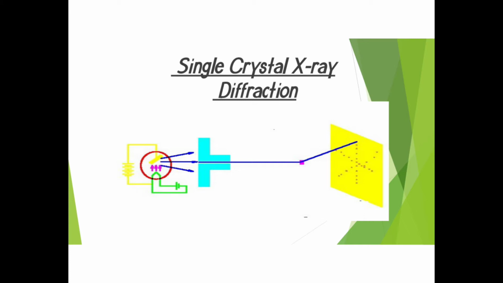You can see X-rays coming out from the X-ray source and then they are passing through the monochromator, which is sky blue in color in this diagram. After passing through the monochromator, there is a single crystal on which it strikes. After striking the single crystal, the beam is scattered at certain angles and at last it is recorded on the detector, as you can see in this diagram. As a result, different diffraction patterns give information about the structure of the single crystal.